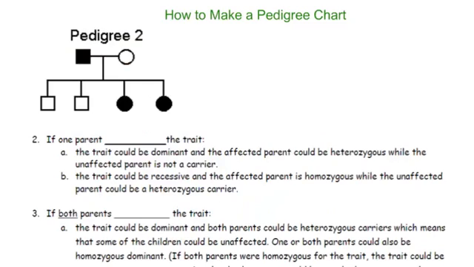In our second rule, if only one parent shows the trait, then the trait could be dominant and the affected parent, this one, could be heterozygous while the unaffected parent is not a carrier. But the trait could also be recessive. And if the trait is recessive, then this affected parent is actually going to be homozygous. So the unaffected parent would be heterozygous because they have to pass on their allele.